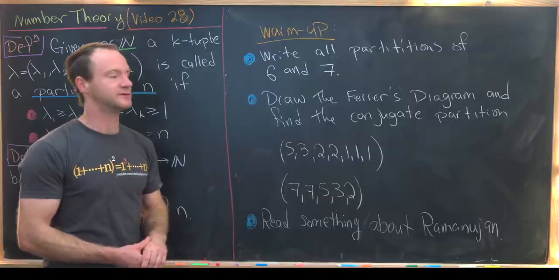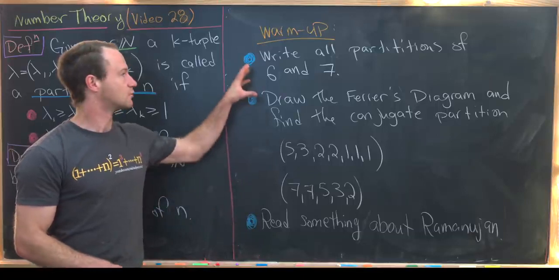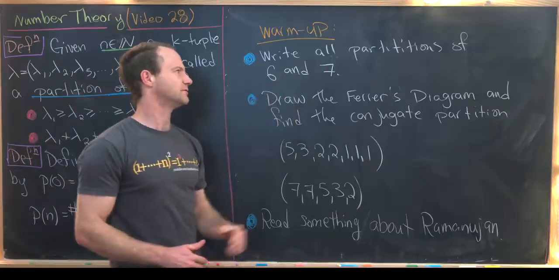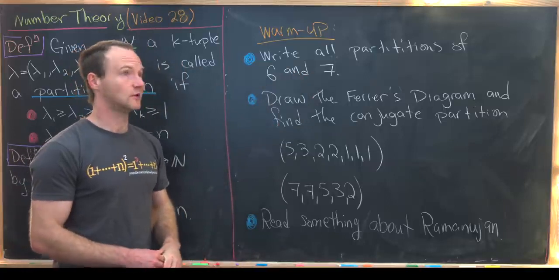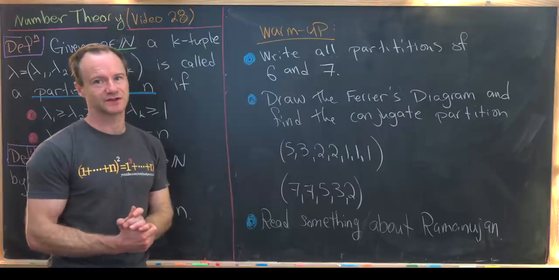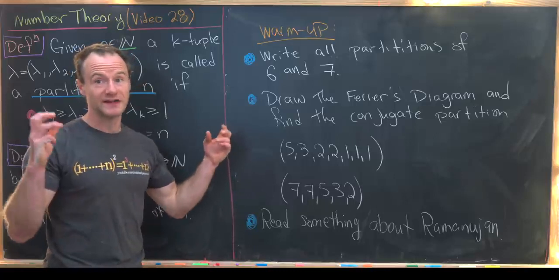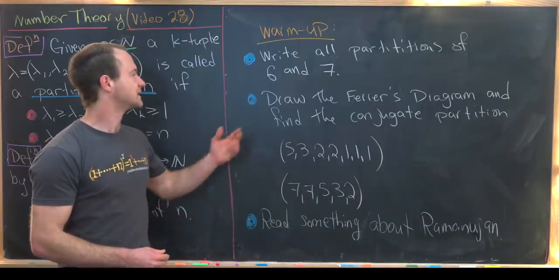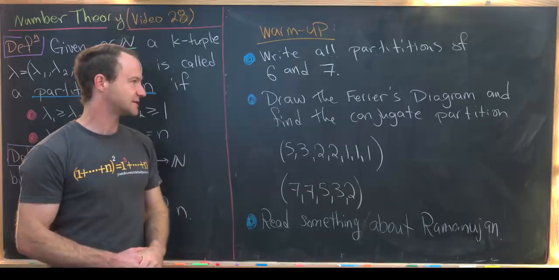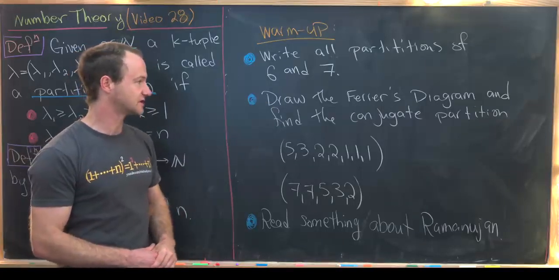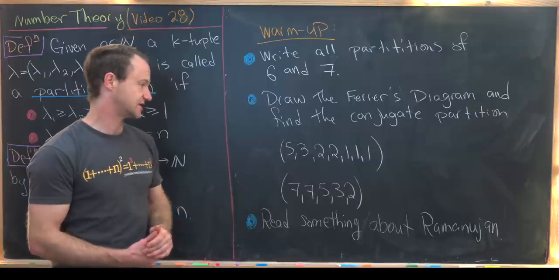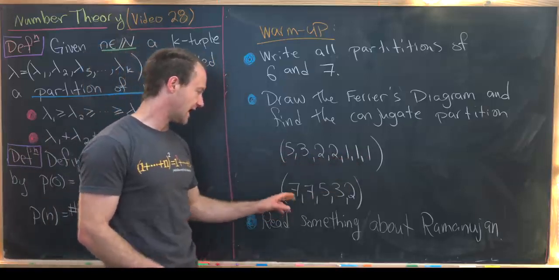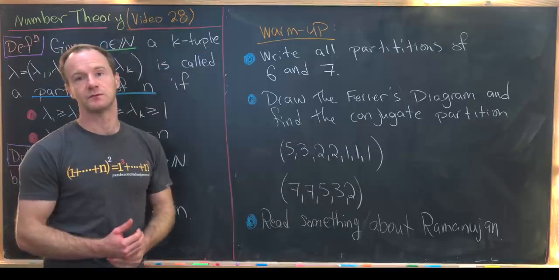So here's some warm-up problems based on what we just did. So write all of the partitions for 6 and 7. So this might be close to the largest numbers where this is a reasonable exercise. It's probably still reasonable for 8, 9, and 10, but just not very fun. Okay, next, draw the Ferrers diagrams and find the conjugate partitions for each of these partitions. So we've got 5, 3, 2, 2, 1, 1, 1, and 7, 7, 5, 3, 2.